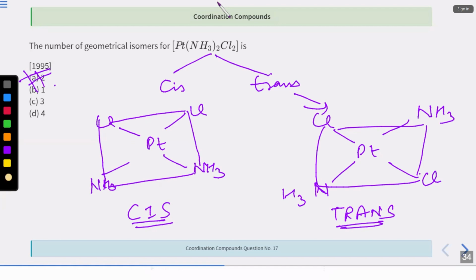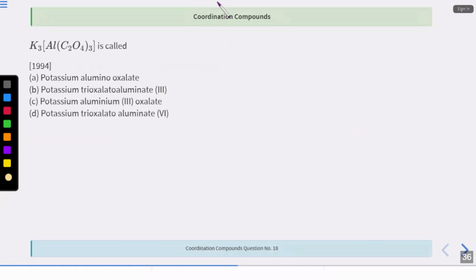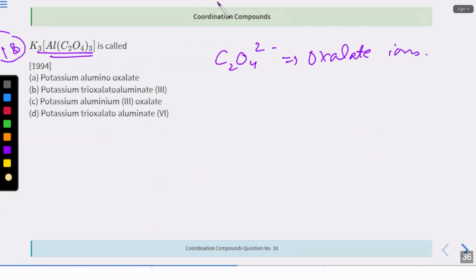So moving on to the next question and most probably the last question for today. Question number 18. K3[Al(C2O4)3] is called what? So I told you many times, C2O4 2 minus is called oxalate ion. Oxalate ion. Okay.